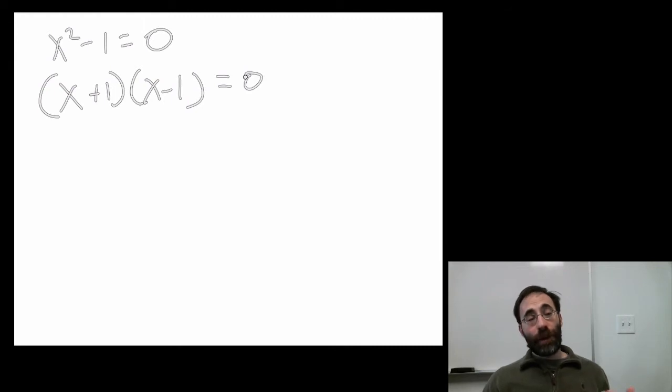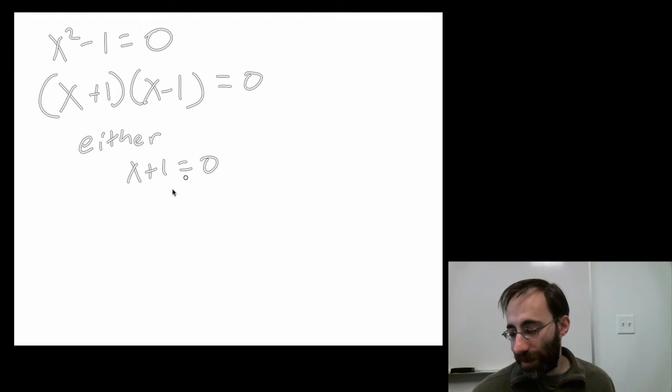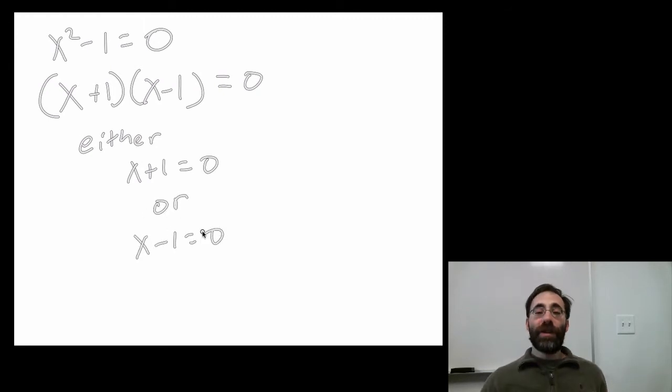Now, if you multiply any number times 0, you get 0. So, if this equals 0, that means either x plus 1 equals 0, or x minus 1 equals 0. And we have two linear equations to solve.